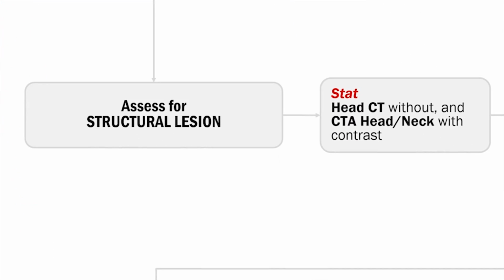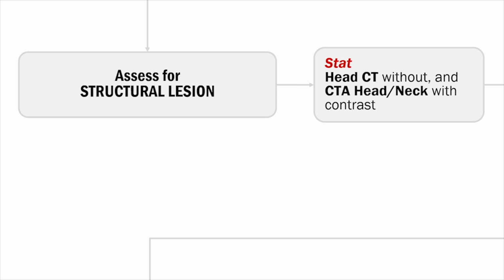Let's look for that structural lesion. What's the best initial test? That's right, a non-contrast head CT. If we were worried about a basilar artery occlusion or other vascular issue, we would get vascular imaging with a CT angiogram of the head and neck with contrast. That's less likely in this case.